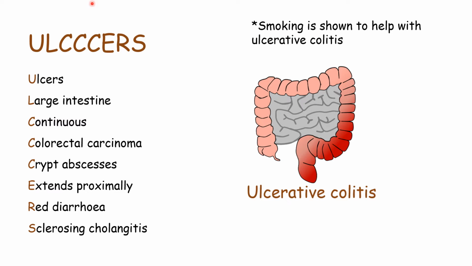So just as a quick revision of what we talked about in ulcerative colitis, try to remember just ulcers with 3 C's. So U standing for ulcers, L standing for large intestine, so the disease only affects the large intestine when it comes to the GI tract. C meaning continuous, so we have a continuous lesion. Another C for colorectal carcinoma, there's an increased risk of colorectal carcinoma.